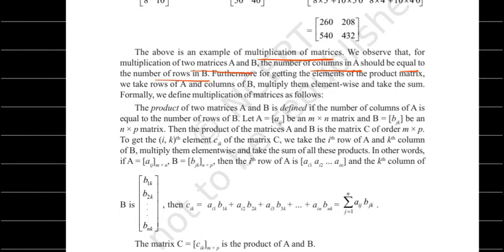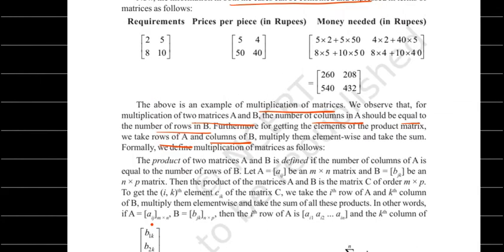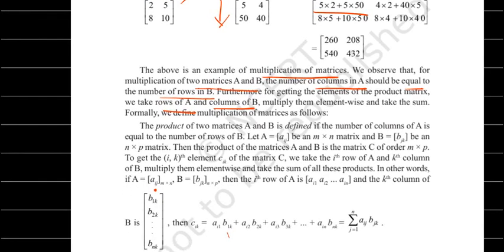You see, the text is saying that for getting elements of the product matrix we take rows of A and columns of B. What does this mean? For elements of the product we take rows of A and columns of B. To complete the product, they are taking rows of A and columns of B. Multiply them element wise and take the sum.